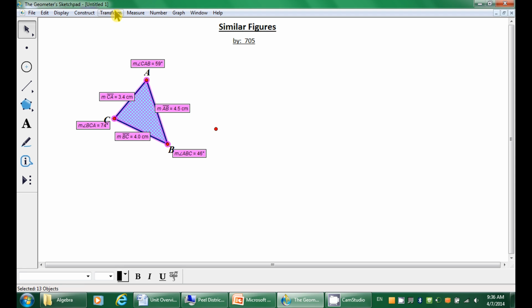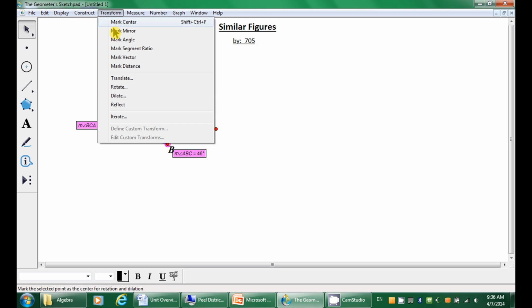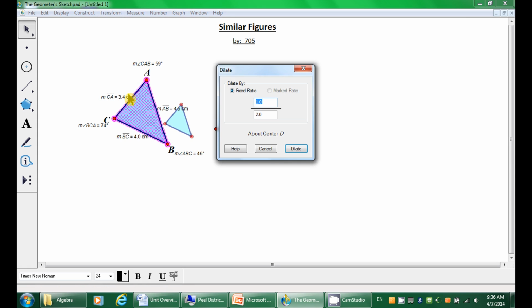Okay. So I want to highlight my triangle, but don't highlight the point. I want to go to Transform, and I want to go to Dilate. Dilate by fixed ratio, and in the numerator I want you to type in 2, and the denominator I want you to type in 1. So this is a fraction of 2 over 1. In other words, a scale factor. We call it a scale factor of 2 to 1, or a scale factor of 2.